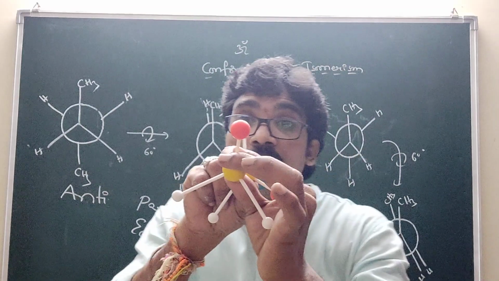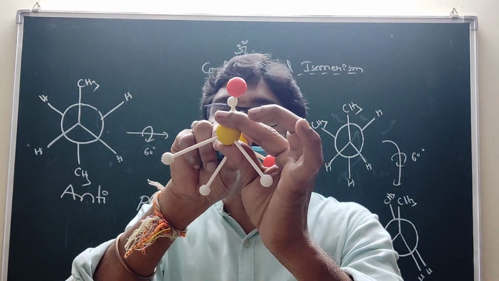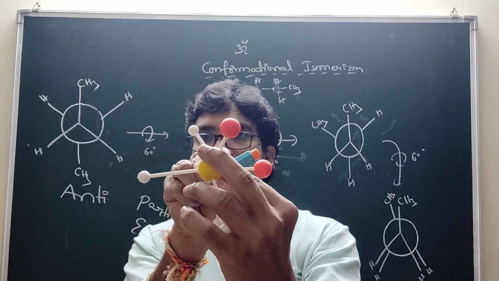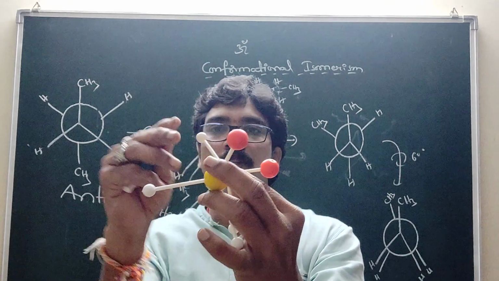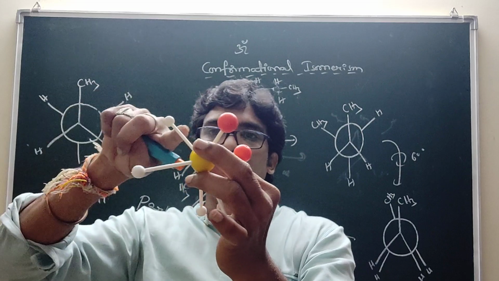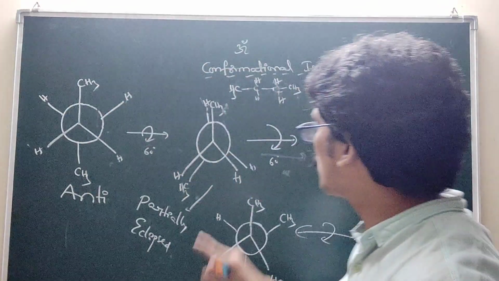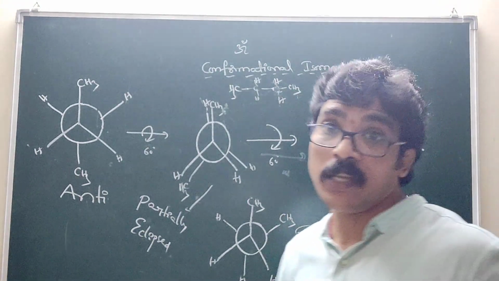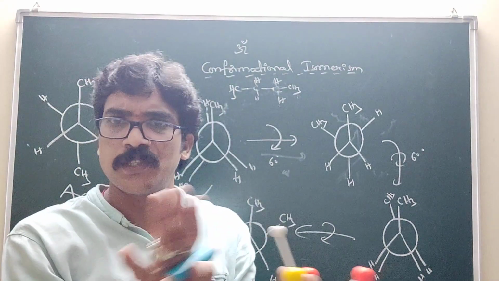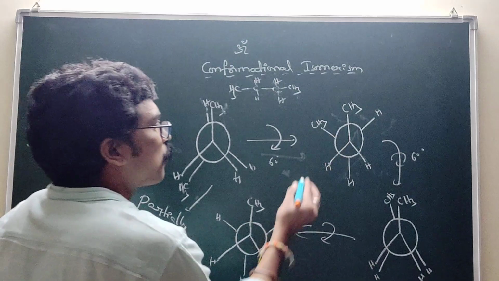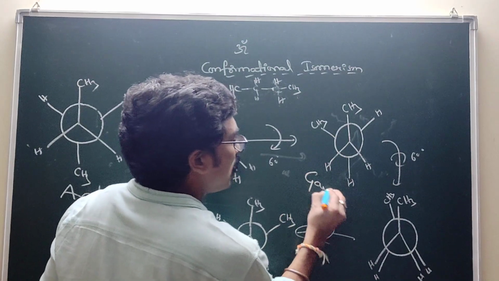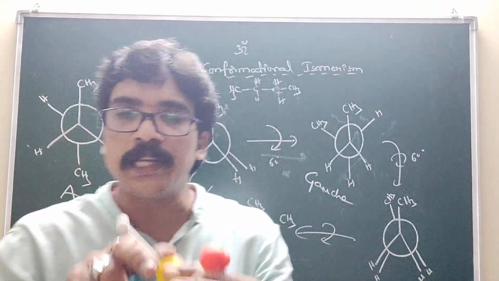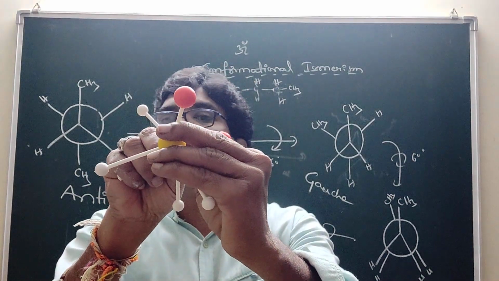Again you rotate, with the front carbon fixed. The back carbon is rotated by an angle of 60 degrees. From the computer, you observe this angle. What is the angle between these two? A 60 degree angle is rotated. I observe this structure. Here also, methyl and hydrogen are in some form, not very near to each other. This form is called the Gauche form. Gauche form.